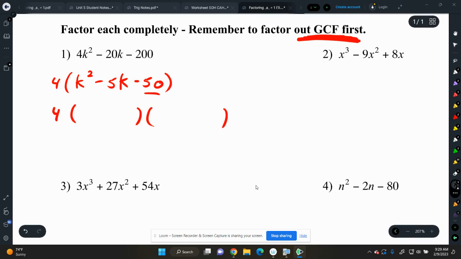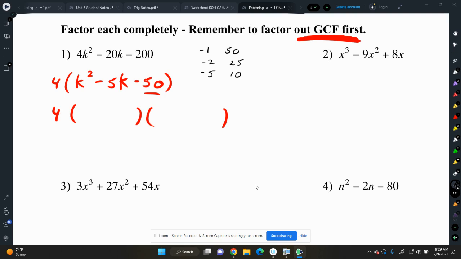So before you shout that out, if we think about 50, 1 and 50, well, we know that's not going to work. There's no way that's adding up to 5. 2 and 25, right? There's no way that that's adding up to 5. 3 doesn't go into 50. 4 doesn't go into 50. 5 goes into 50. 5 and 10. So negative 5 times 10 is negative 50. Negative 5 plus 10 is positive 5.